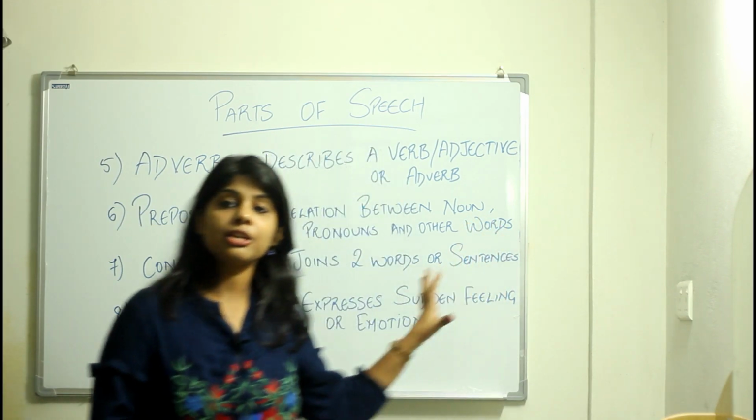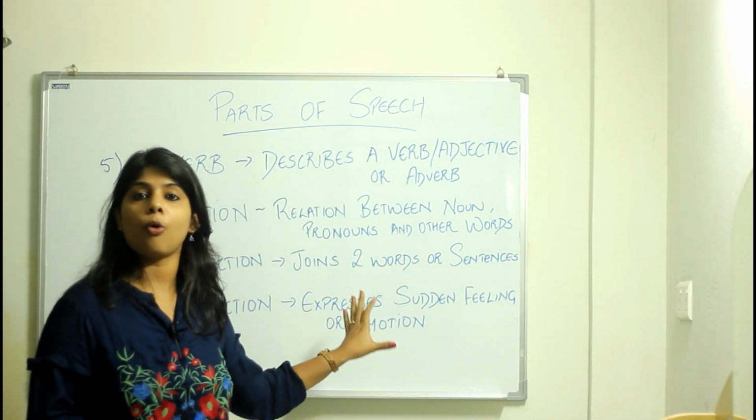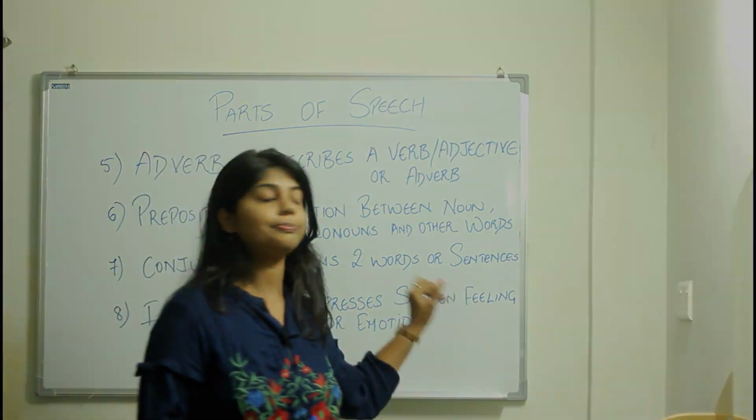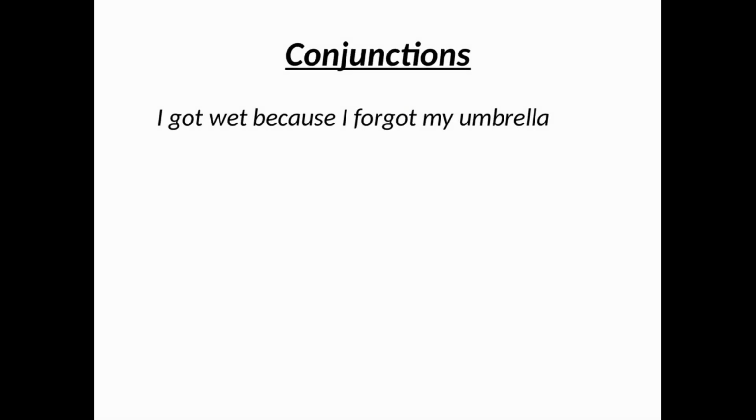Thus, the conjunction helps to join two or more words or sentences. A few more examples on the use of conjunctions. I got wet because I forgot my umbrella. Because is the conjunction. Do you drink tea or coffee? Or here is a conjunction.